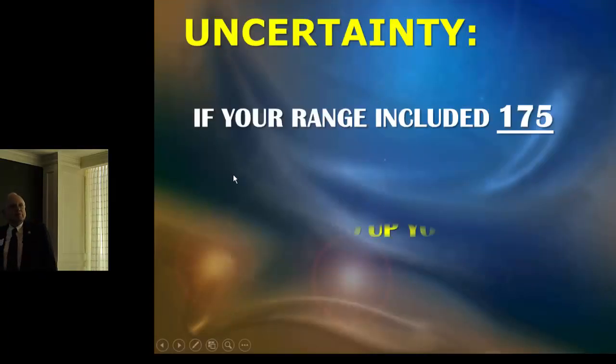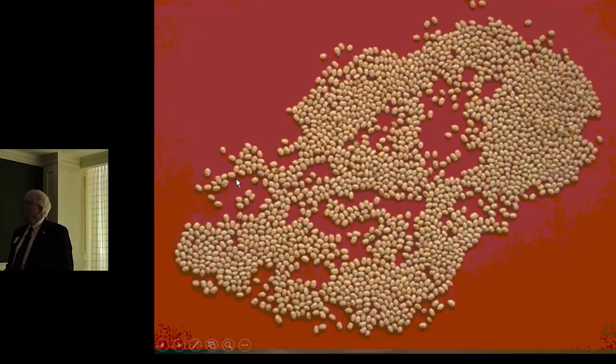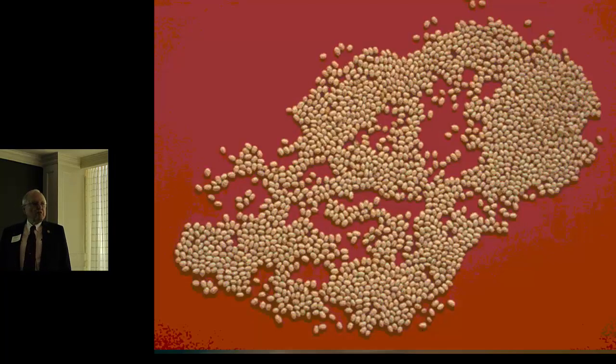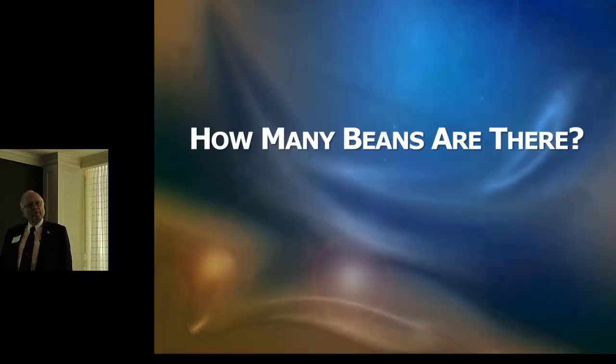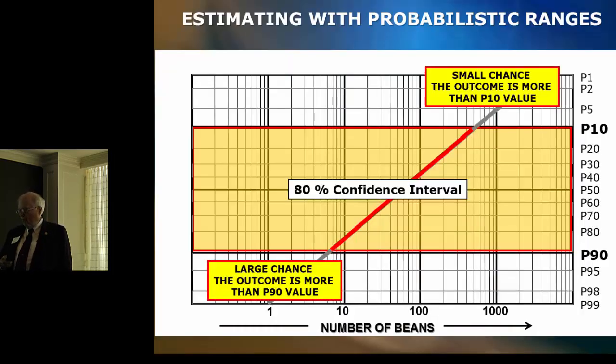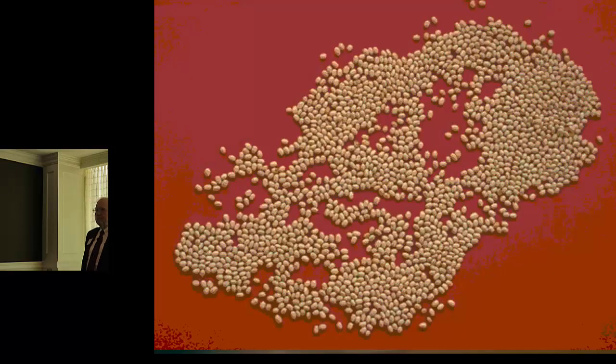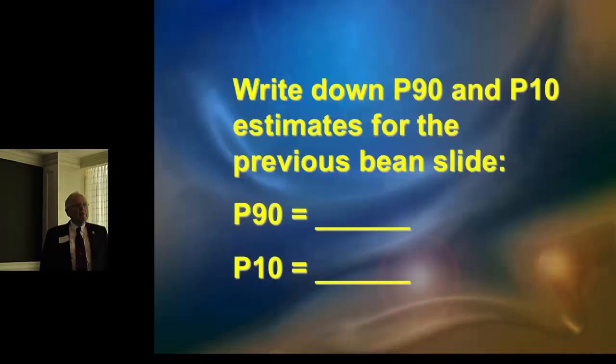Now it gets a little tougher. Same idea. Estimate as a range. 90% sure there's more than that. 10% sure it could be more than that. 80% confidence interval. P90 number, P10 number. Either write it down or commit it to memory.